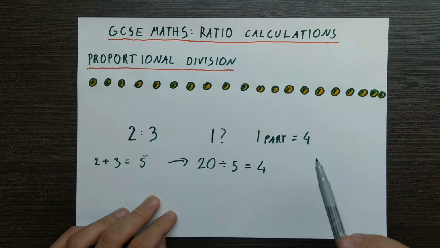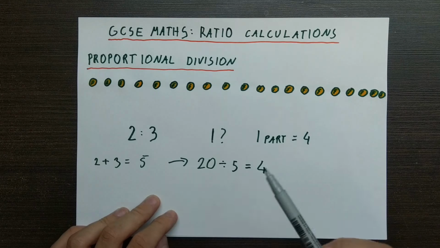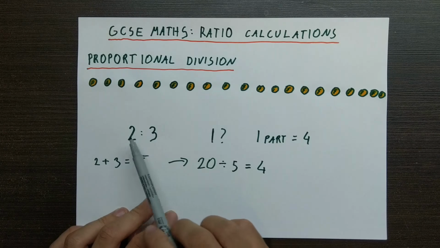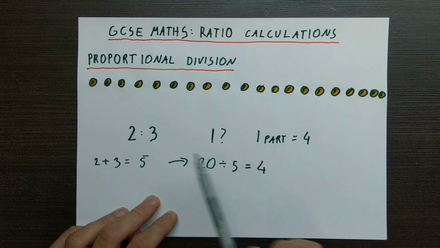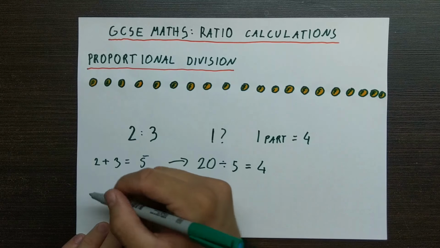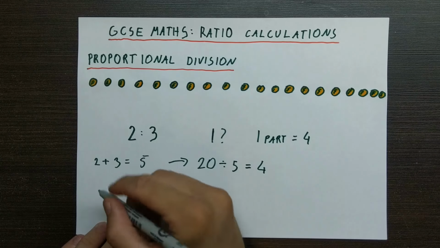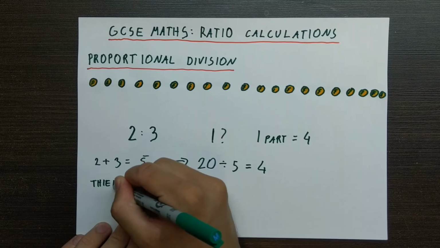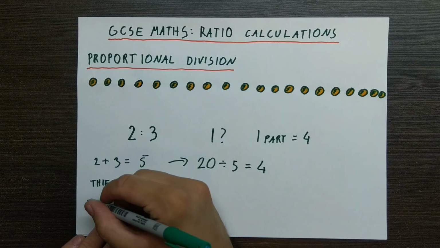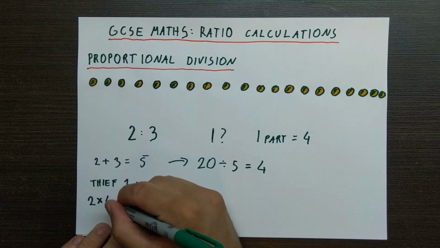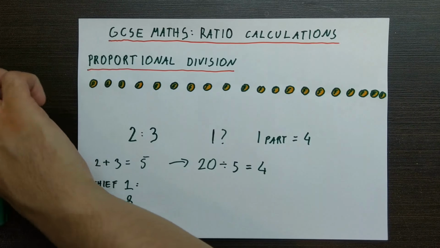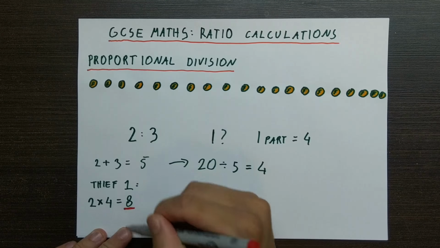Now we know what 1 part is equal to, so now it's all downhill. Now it's pretty easy. We just have to multiply these up to figure out what those thieves actually get. So this thief gets 2 parts. 1 part is 4, so let's call it thief 1. We have 2 parts and 1 part is equal to 4. So 2 times 4 is equal to 8. So thief 1 gets 8. I'm going to underline that. That's our answer for thief 1.